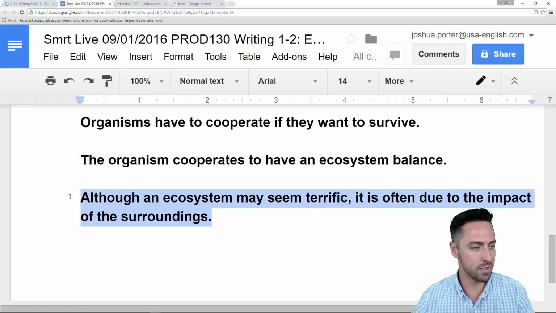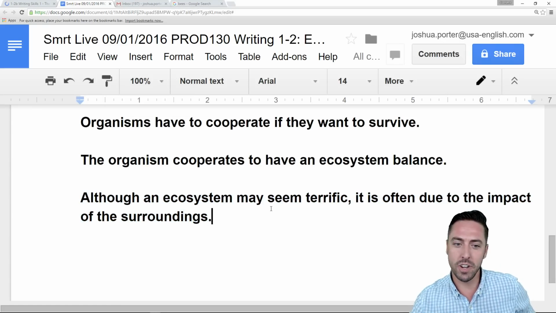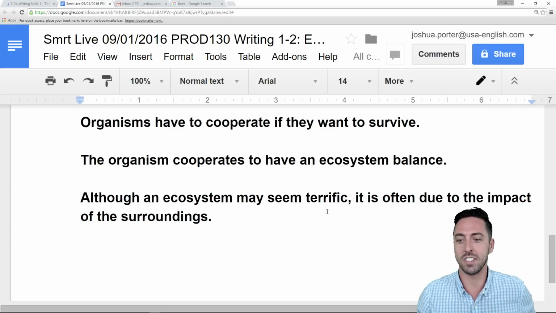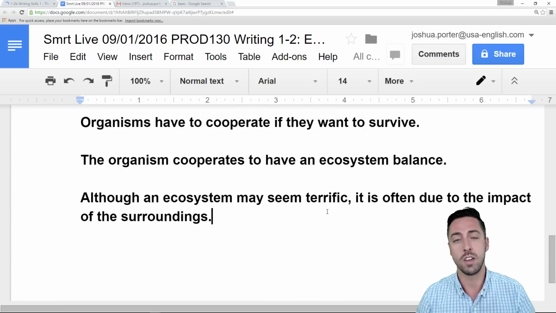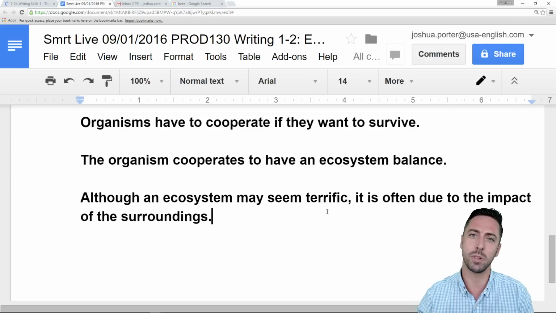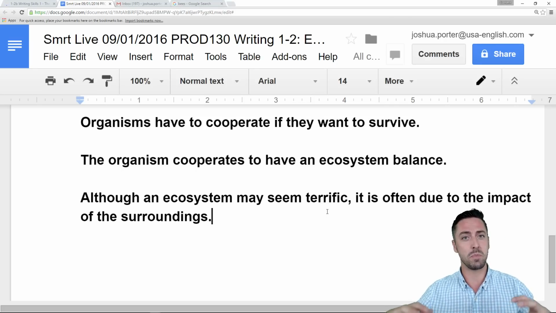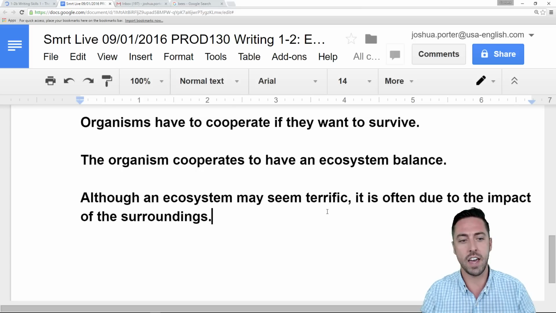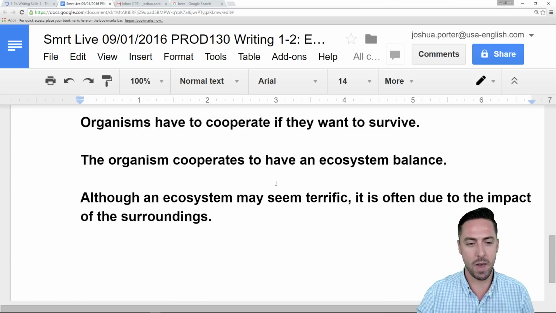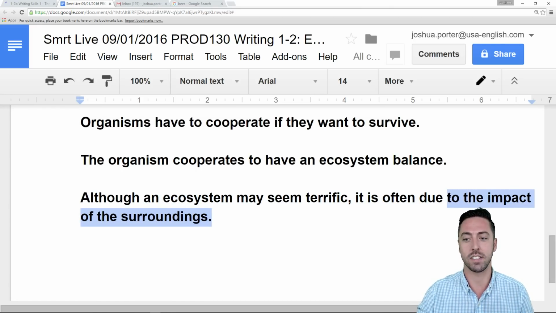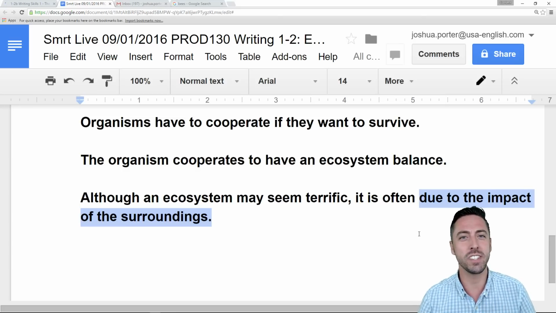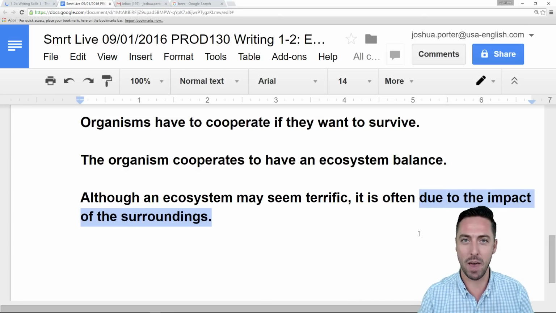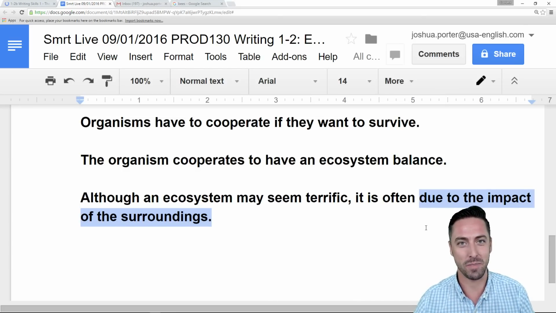And then lastly, I believe this was Jose, although an ecosystem may seem terrific, it is often due to the impact of the surroundings. So this is a perfect example of my pollution example. The surroundings, maybe there's a factory or air pollution, or a city is being built and destroying that ecosystem, and that's the reason. So you would focus in on that impact. So due to the impact of the surroundings, what is that impact? That's my question for you. What is creating an impact? And then you will be closer to your thesis statement.